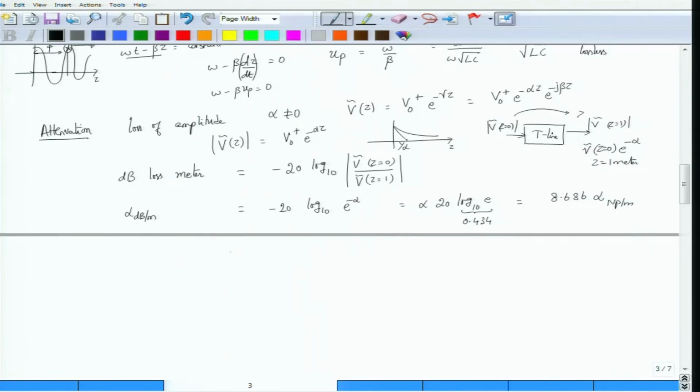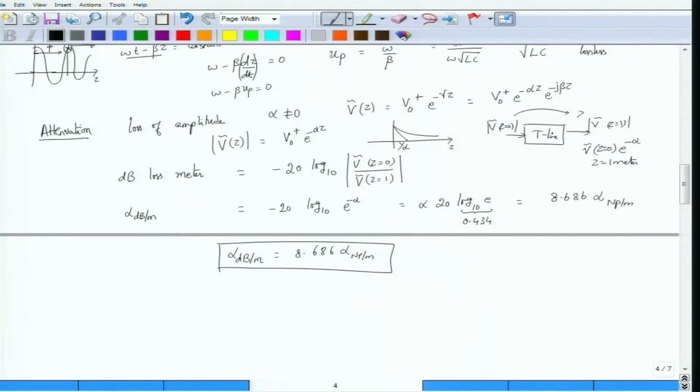So it is worthwhile to highlight this equation, so I am going to write this again. Alpha in dB per meter is 8.686 times alpha in Neper per meter, and you can actually interchange this equation also. If you know alpha in Neper per meter, you can write down alpha in dB per meter. Conversely, alpha in Neper per meter would be around 0.115, because it would be 1 by 8.686, times alpha in decibel per meter. So given one alpha, you can convert that into the second alpha.